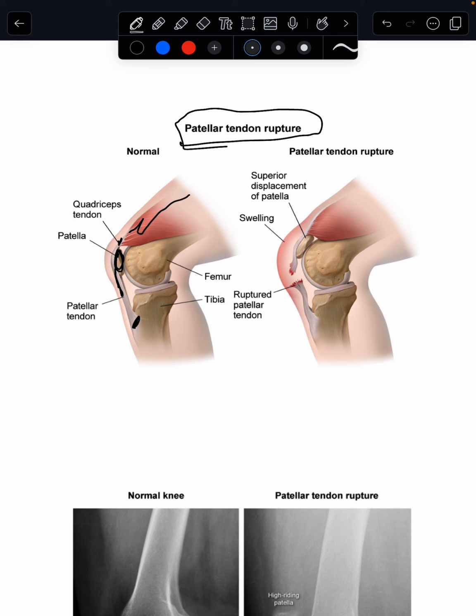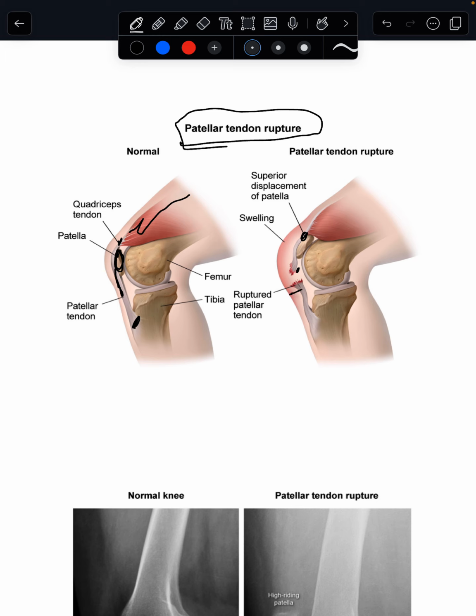So what happens is there are two tendons, the quadriceps tendon and the patellar tendon. Sometimes, due to injury, due to a direct injury in the knee, or due to abrupt extension of the knee, the tendon may get ruptured.